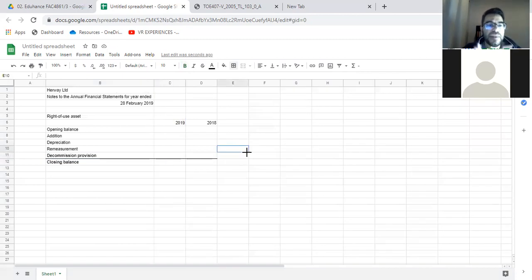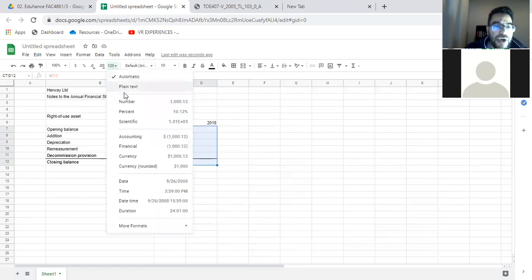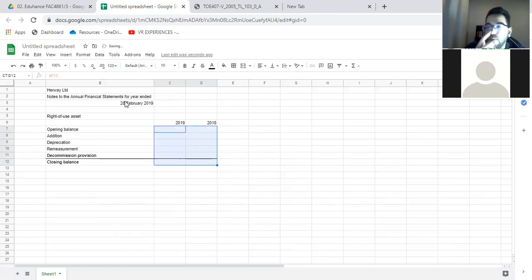That's fine. So now we can go about plugging in the numbers. Remember, this opening balance over here is equal to that closing balance. Okay, so they must equal each other. So I'm just going to do that. So remember our period in 2018, 1 March 2017 to 28 February 2018. Then 1 March 2018 to 28 February 2019.